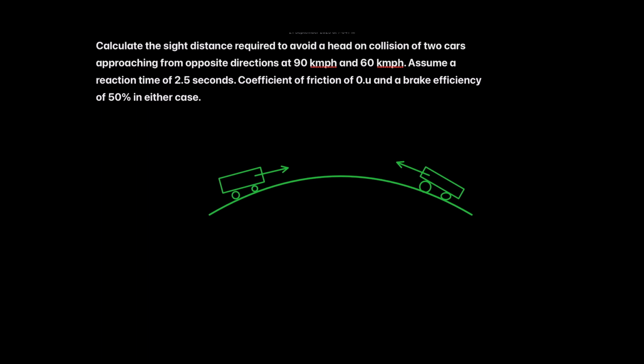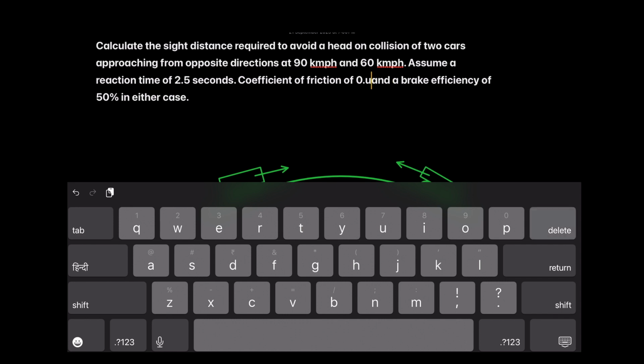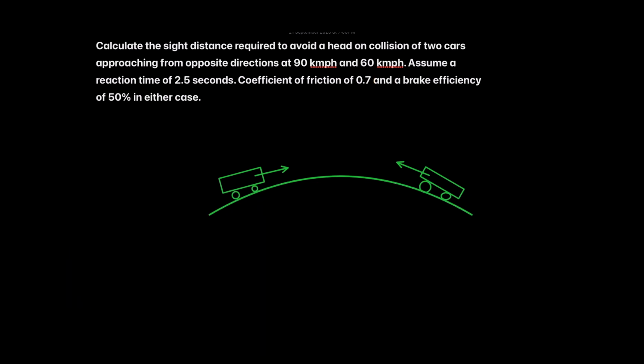Calculate the side distance required to avoid a head-on collision of two cars approaching from opposite directions at 90 km per hour and 60 km per hour. Assume a reaction time of 2.5 seconds. Coefficient of friction of 0.7. This has been written wrong. Let me correct it. And a brake efficiency of 50% in either case, right?